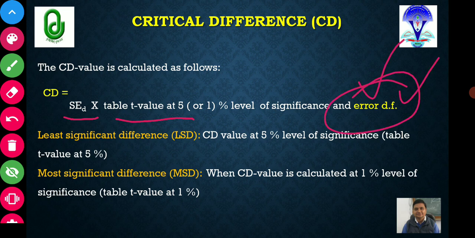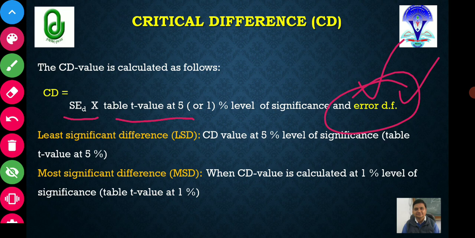So this is very important. You have to calculate the CD value. How? You have already calculated the standard error of difference. Then you have to multiply it with the table T value. Why the T table? Because we are comparing two means. That is why we see the table T value at 5% or 1% level of significance, whatever you have set. And at what degree of freedom? At error degree of freedom.